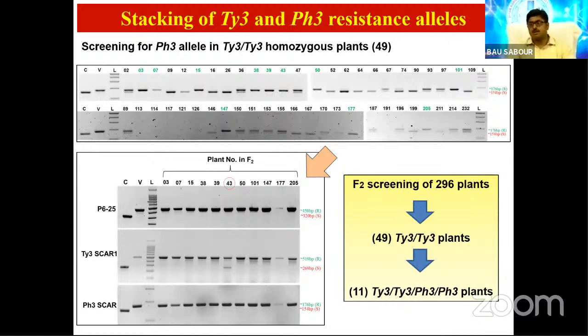Out of these almost 300 plants, you have now selected only 5 plants in the F2 generation, and you know which plants you have selected, and you know that these plants are not going to segregate for the Ty3 and Ph3 resistance alleles. These two resistance alleles are now fixed. All you want to do in the next generation is selection on the basis of good morphological traits. And you know all these plants are going to have the resistant alleles for the Ty3 as well as the Ph3 gene.